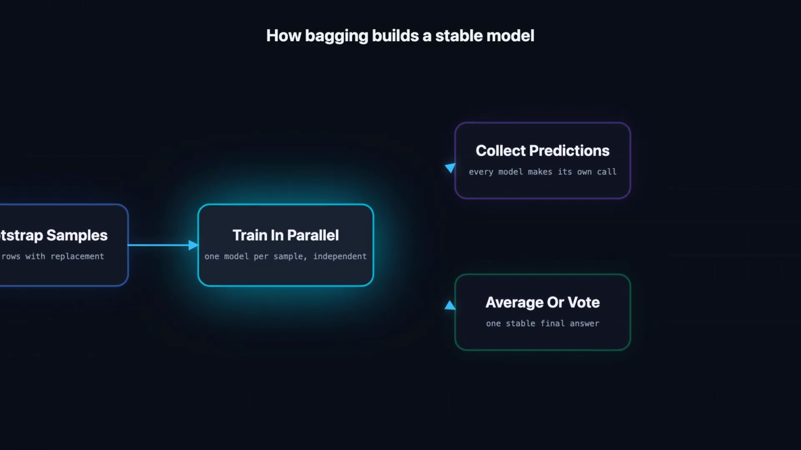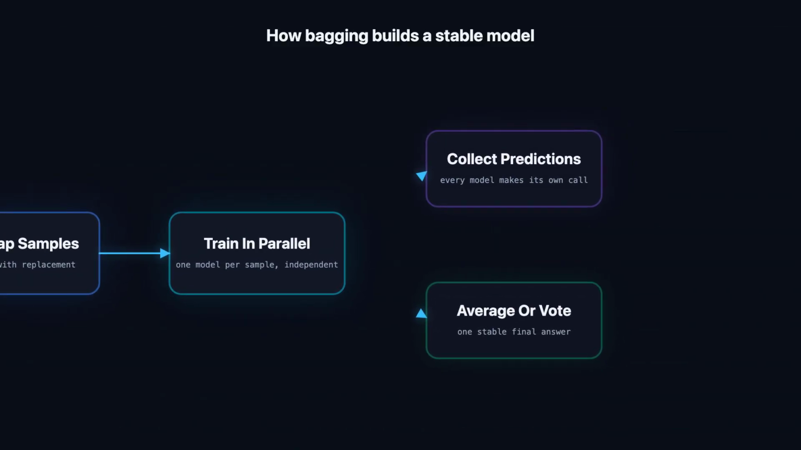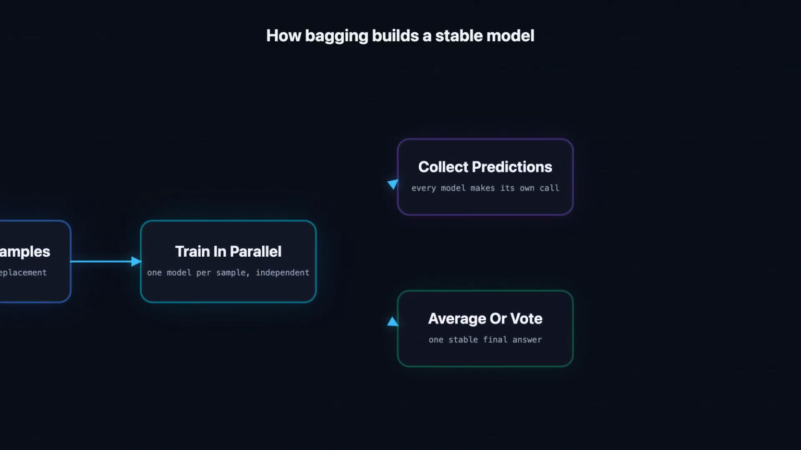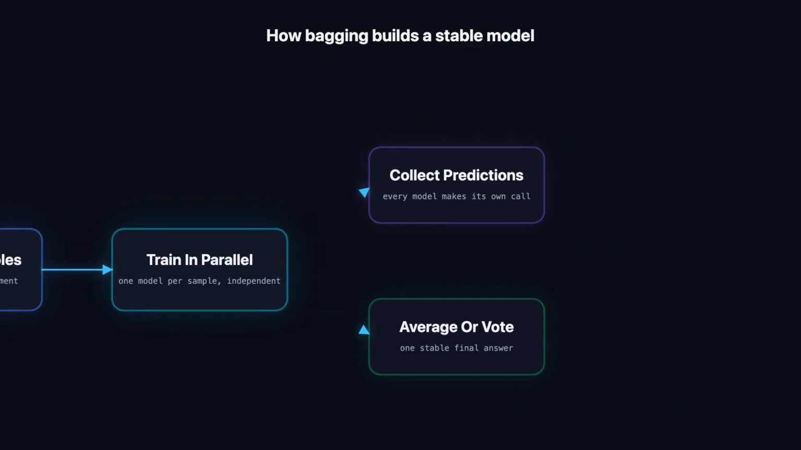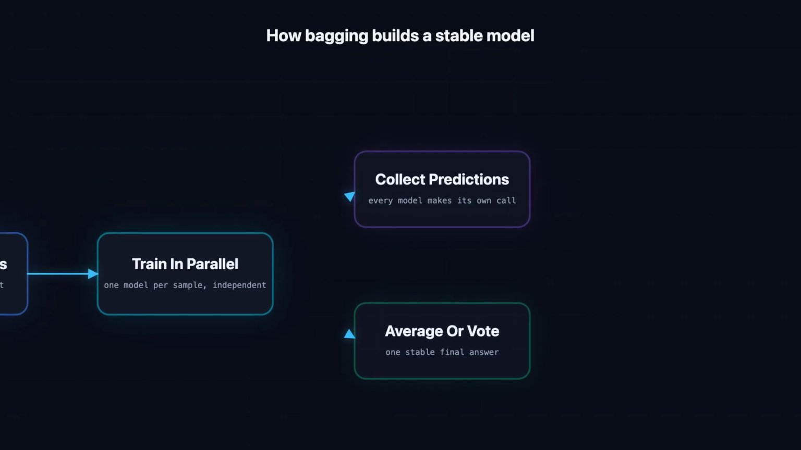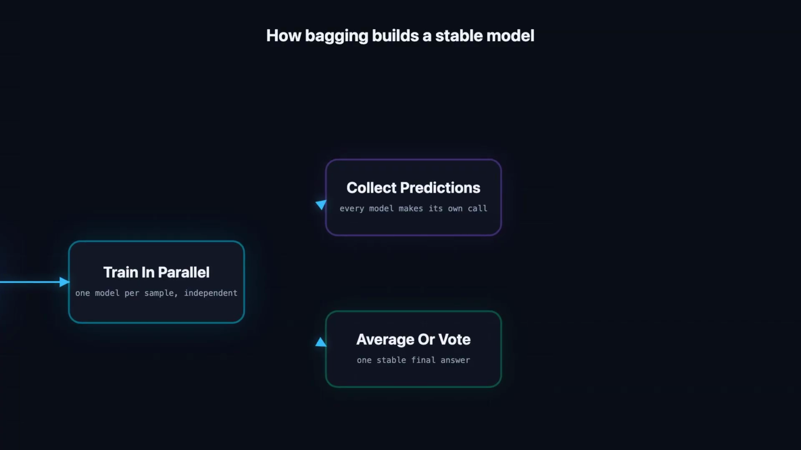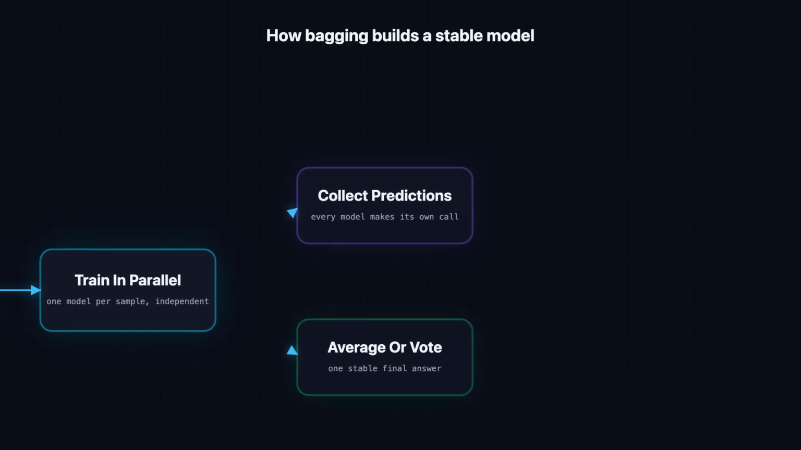Then train a separate model on each sample, completely independently. Because none of them depend on the others, this whole step is embarrassingly parallel. You can spread it across every core you own, and each model quietly overfits its own particular slice in its own particular way, learning a slightly different set of quirks.